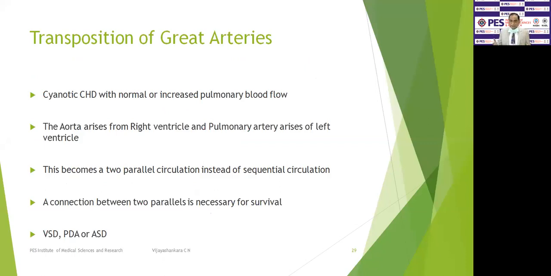So it results in what you call a parallel circulation instead of a sequential circulation as in normal cardiac hemodynamics. This gives rise to a lot of problems unless there is a certain amount of mixing between the two parallel circuits, which is necessary for the survival of the child. There may be a VSD, there may be a PDA, or there may be an ASD.